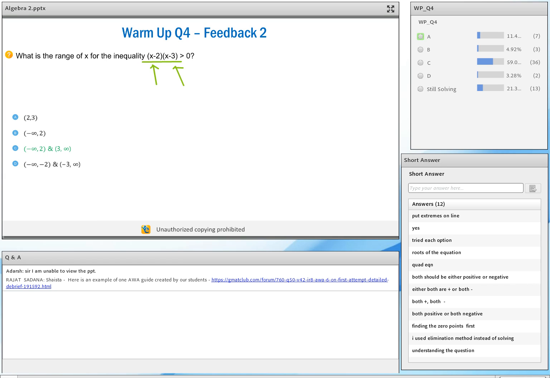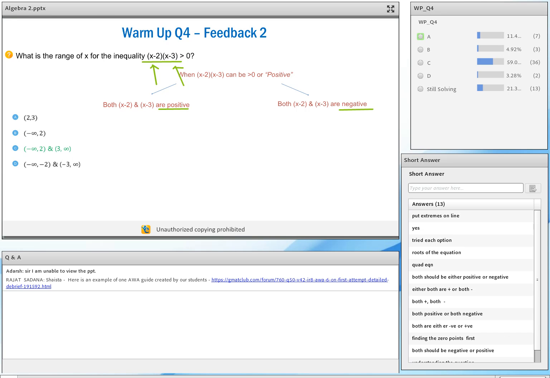It's another number. So when two numbers are multiplied and the answer is greater than 0, when is the product of two numbers greater than 0? When both the numbers are greater than 0, or when both the numbers are less than 0. That is, when both the numbers are positive or when both the numbers are negative. So you're starting off with those two cases here.